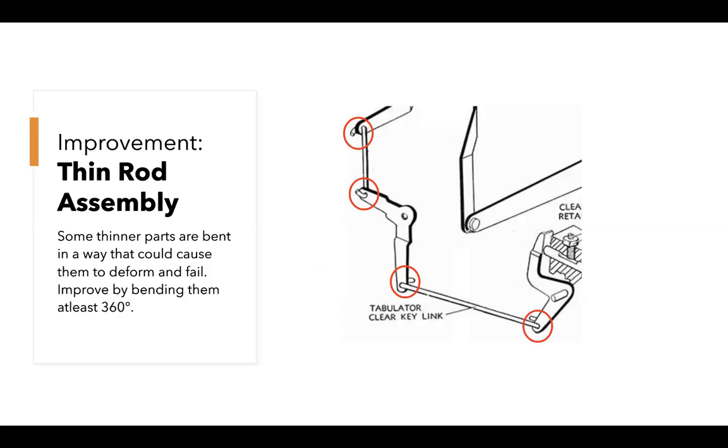And even though they're probably always in tension, there's always a possibility that these could become unbent and they could fail or deform. So a possible improvement could be to bend them at least 360 degrees, making sure that there's more surface area between the two parts and that the force is distributed more evenly.